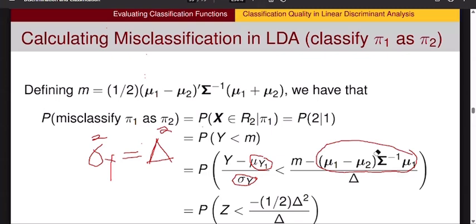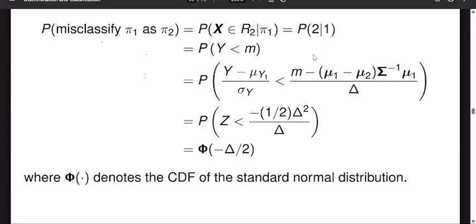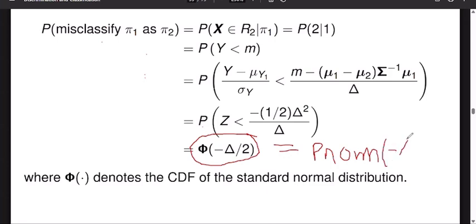Now, the next thing I want to show you is that the numerator here is minus half delta squared. And what you're going to check at the end of the day is just this value from a table. For instance, here you're going to do a pnorm. What is the pnorm of negative delta divided by 2? That's what you're going to check to be able to know the probability of misclassification.